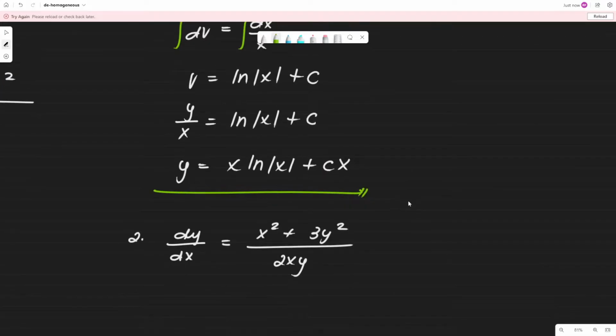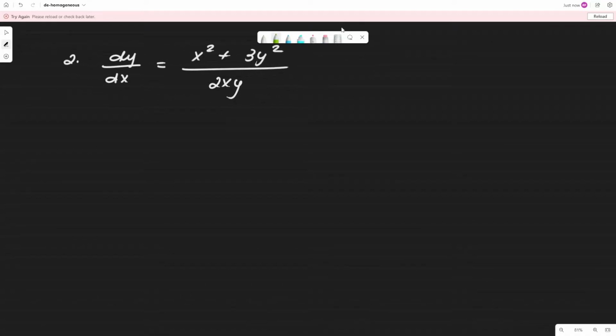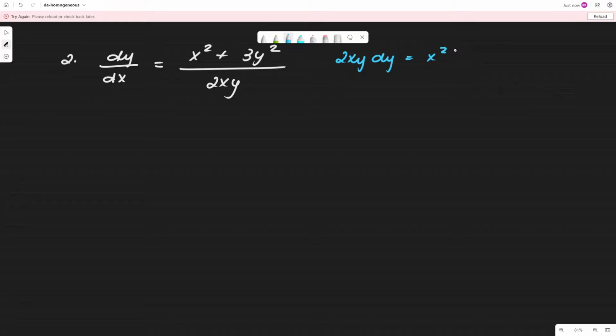Okay, next, we have here our example number 2, dy over dx is equal to x squared plus 3y squared all over 2xy. So let's try again. Let's test the homogeneity of this function. So we have 2xy dy is equal to x squared plus 3y squared dx.